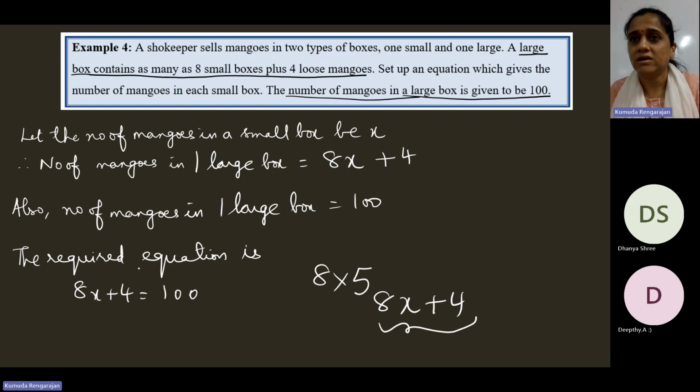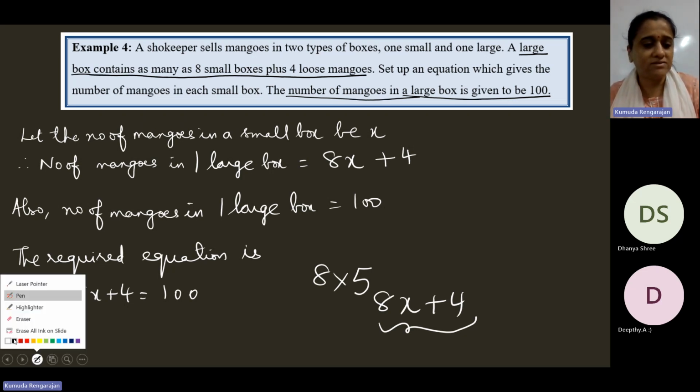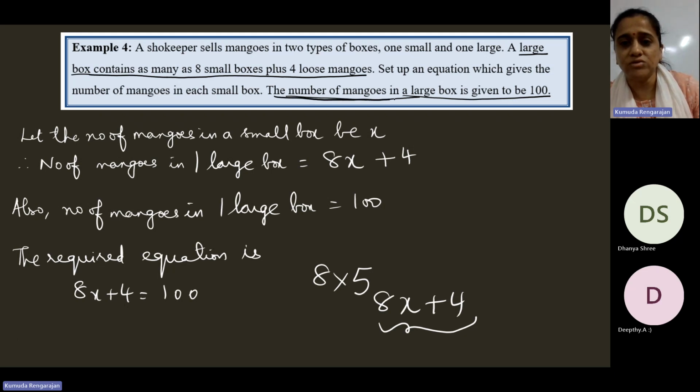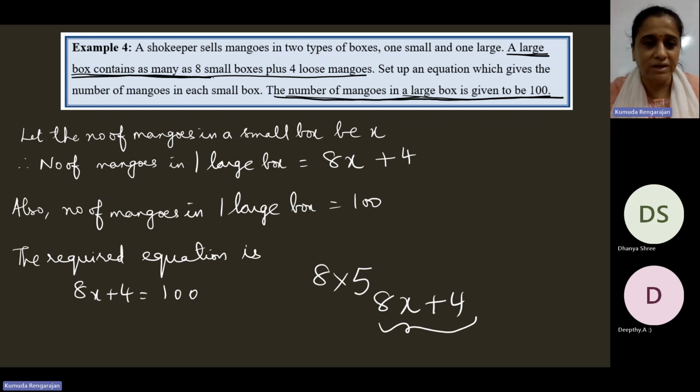Similarly here, how many mangoes are there in that big box? 100. It's given here, in the last sentence: the number of mangoes in one large box is given to be 100. So in one big box, 100 mangoes are there. Keep that aside. Now see what's given here. A large box contains 8 small boxes plus 4 loose mangoes. There are 8 small boxes, but how many mangoes in the boxes? Not 8 plus 4. 8 is boxes. Inside the boxes there are mangoes. How many mangoes? Don't know. X.